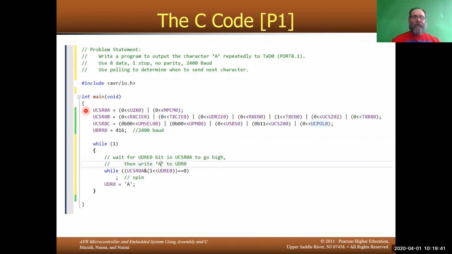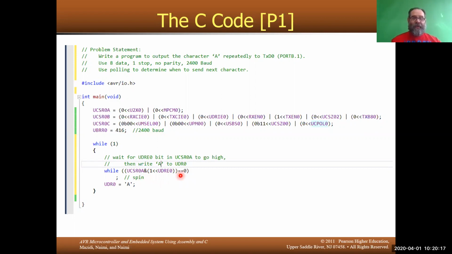The baud rate register I set to 416, which is a 2400 baud rate. And then all I did here is look at the data register empty flag. And as long as that flag was 0, I just continue to spin in this while loop. When that flag becomes 1, meaning the data register is empty and I can send another character, I write the character A to the data register.